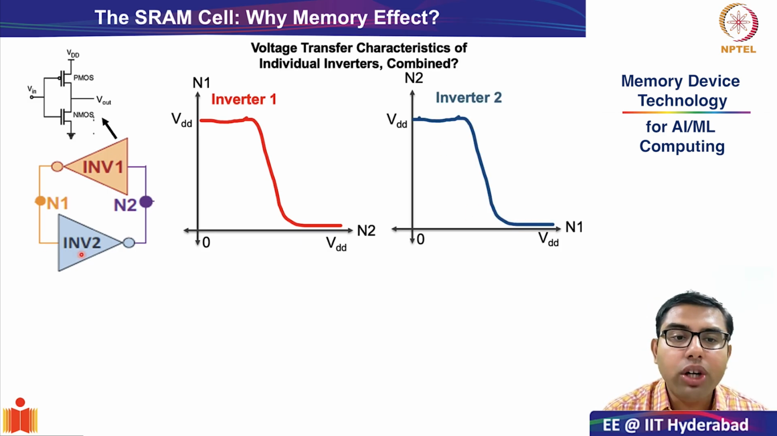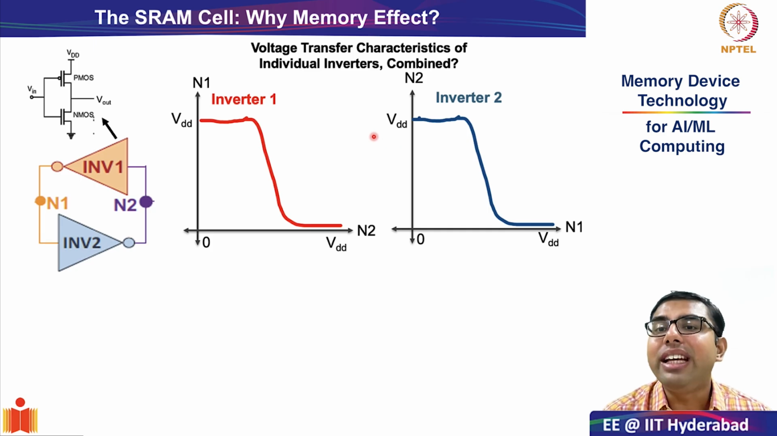Please see that in inverter 2, which has been color coded with blue color, the input is storage node N1 and the output is storage node N2. So that's why in the x-axis we have indicated N1 and in the y-axis we have indicated N2. It has the exact similar characteristics as inverter 1, but the only difference is that the x and y axes have been flipped, because the input of inverter 1 is the output of inverter 2 and vice versa. Okay, so this is very simple.